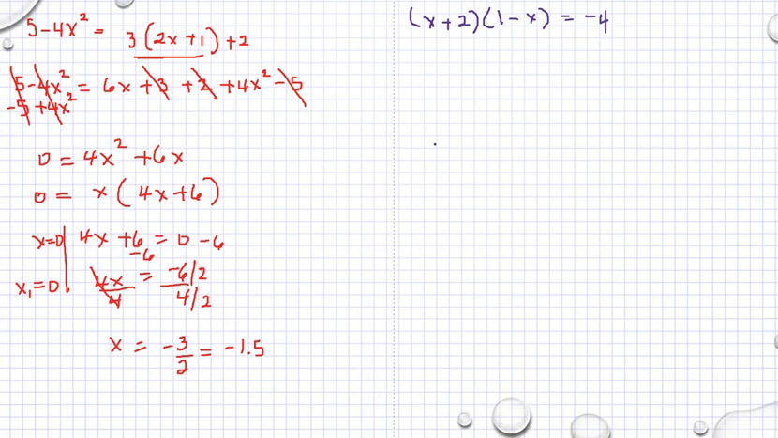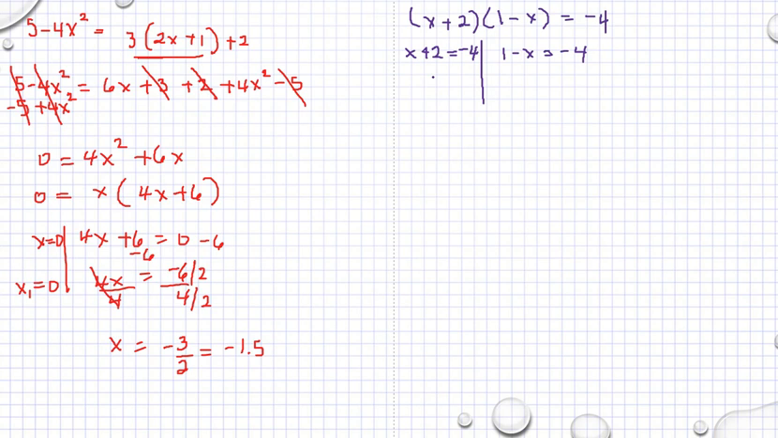Another example, we have parenthesis x plus 2 multiplied by parenthesis 1 minus x is equal to negative 4. Many of my students have a problem with this. They always do this: x plus 2 is equal to negative 4, then 1 minus x is equal to negative 4. That is not true. Never do it this way.